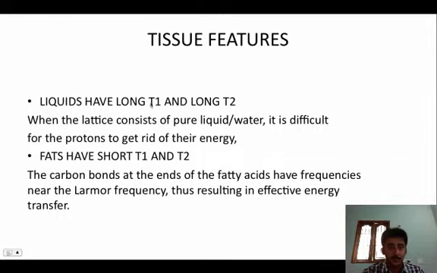Next, that is what we said previously. Liquids have long relaxation times, so we have long T1 and T2, whereas fats have short T1 and T2 because they are of high energy and can't stay in that state. Fats have tightly packed carbon and hydrogen atoms, so they can't remain in that position. They will be unstable, so they have short relaxation times, in both T1 relaxation and T2 relaxation.